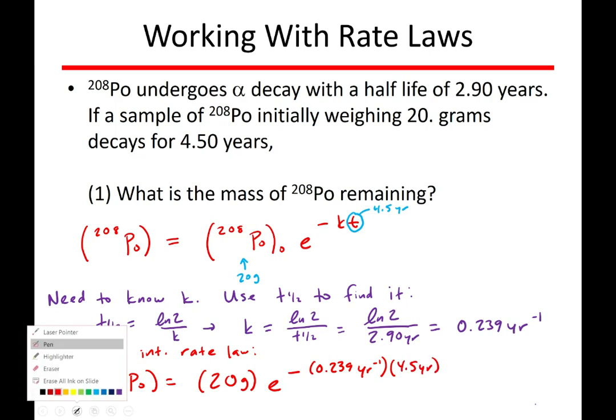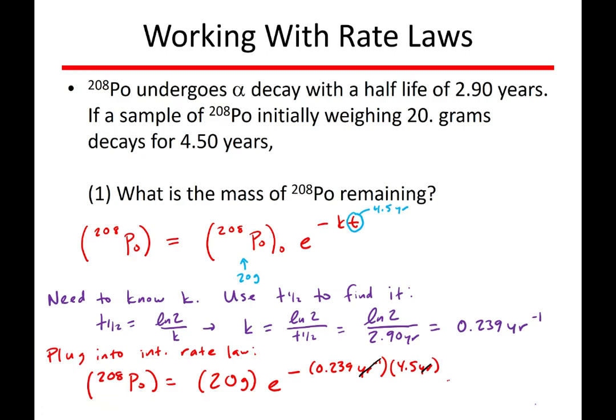So what we have in the exponential, again, totally comes out unitless, right? Because you have years to the minus 1 and years, so that cancels out. And all we're left with is the units of grams here. And you'll find that the new mass of polonium-208 comes out to 6.8 grams. And that answers the first part of this question.